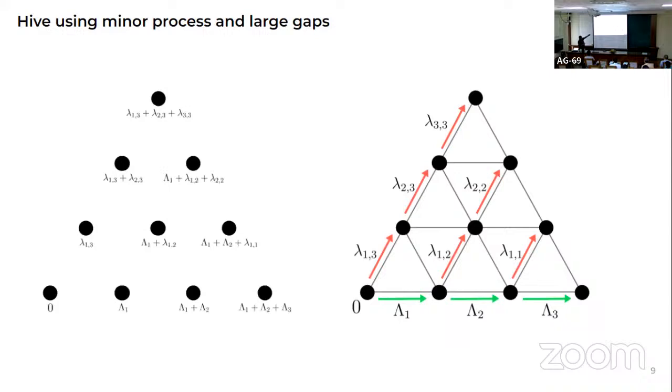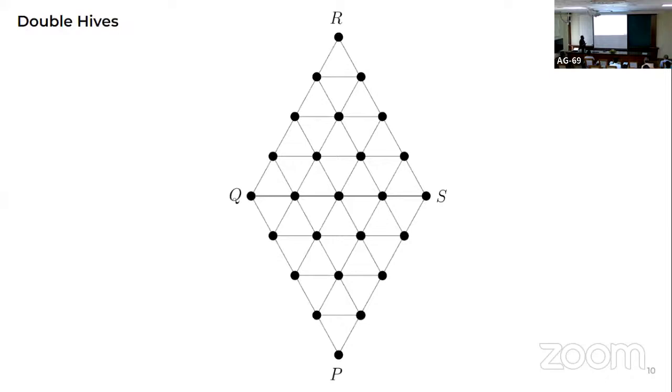So we obtain a hive using a minor process and large gaps. Now, similarly, we'll obtain double hives. In a double hive, the rhombus concavity inequality need not be satisfied in these four rhombuses on the equator, which crosses the triangle.